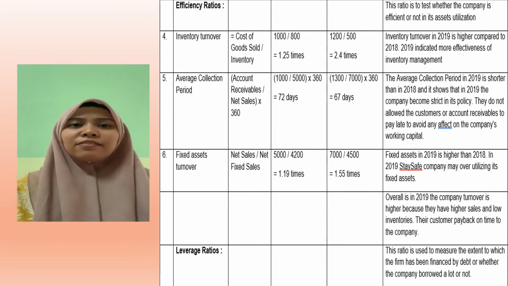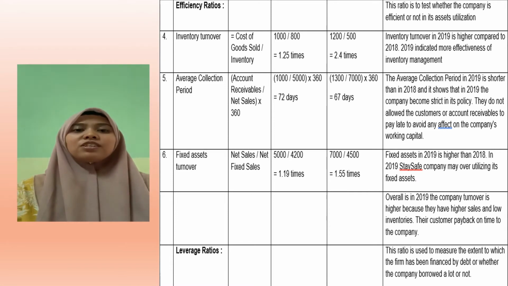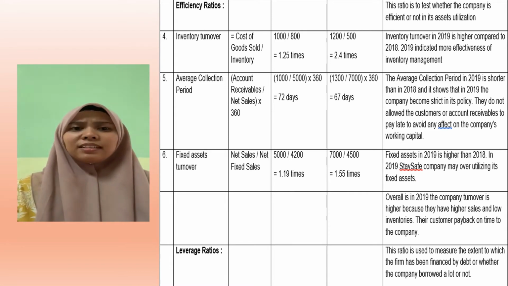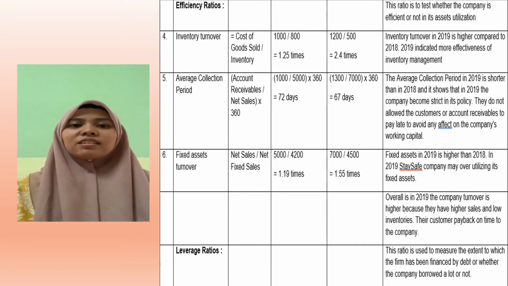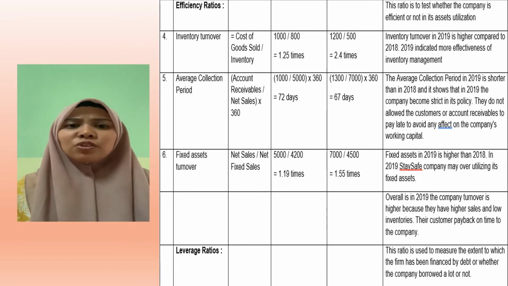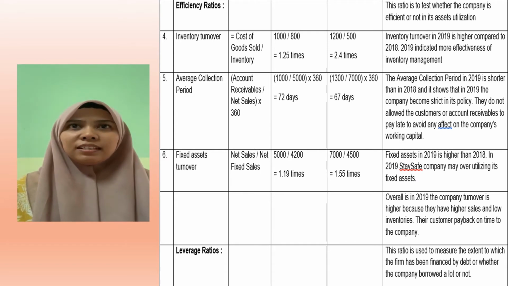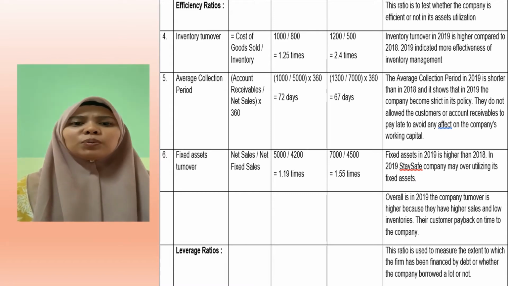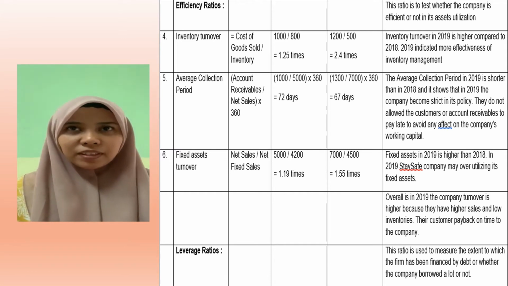Next ratio under efficiency ratio is average collection period. For 2018, the average is 72 days compared to 2019, which is 67 days. Average collection period in 2019 is shorter than in 2018, and it shows that in 2019 the company becomes strict in its policy. They do not allow the customer or account receivable to pay late, to avoid any effect on the company capital.